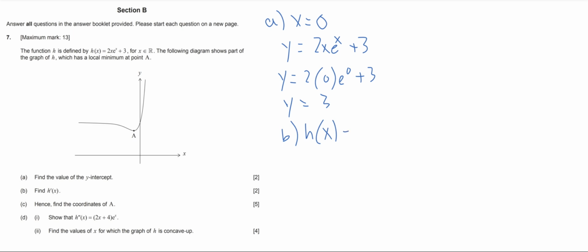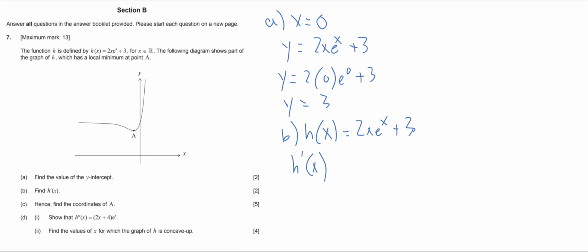Part B, find h'(x). h(x) equals 2x e^x + 3. h'(x) is the first derivative, so you have to differentiate the expression 2x e^x + 3. 2x e^x is a function 2x multiplied by another function e^x. So for this, you need to use the product rule.